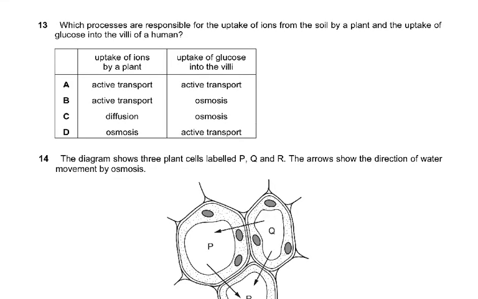Which processes are responsible for the uptake of ions from the soil by a plant and the uptake of glucose into the villi of a human? Both are active transport. Uptake of ions is by active transport and uptake of glucose into the villi is also active transport.